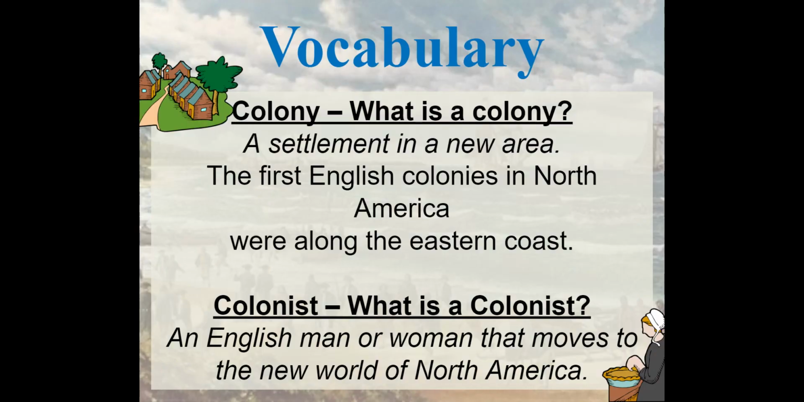Excellent. All right, vocabulary. Colony. What is a colony? A colony is a group of people, a settlement to a new area. The first English colonies in North America were along the eastern coast. What is a colonist? An English man or woman that moves to the New World of North America.